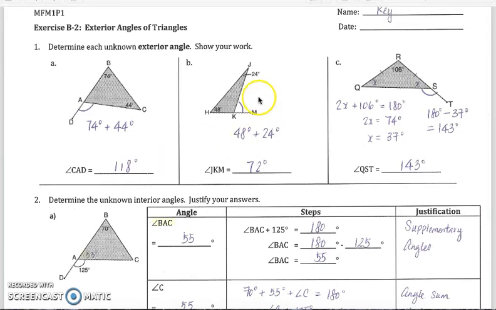In question B, we know 24 degrees and 48 degrees are two interior angles in triangle HJK. Adding up 48 and 24 degrees will give us the size of the exterior angle across from them, which is angle JKM. It is 72 degrees.